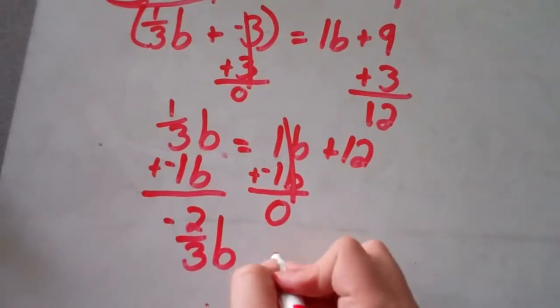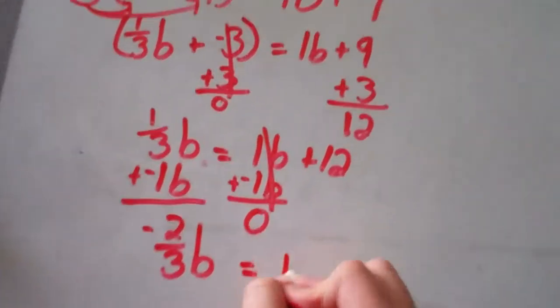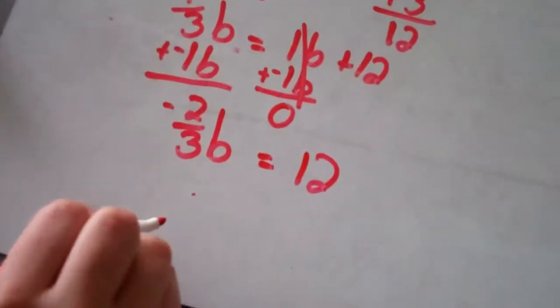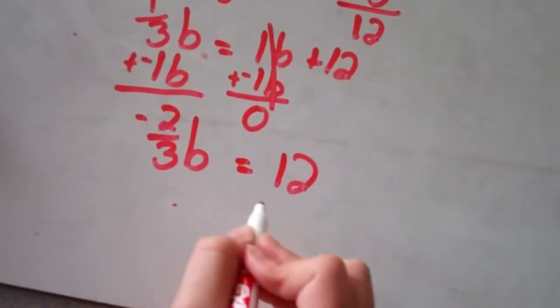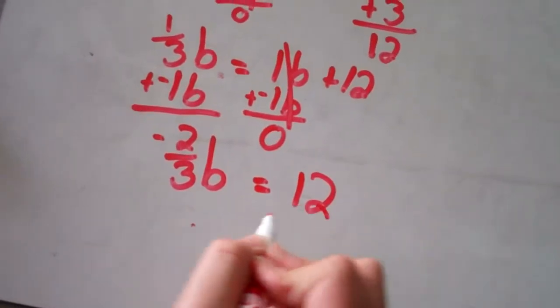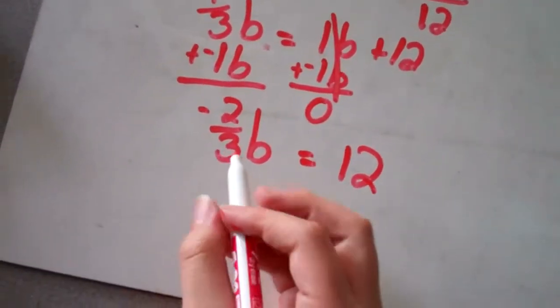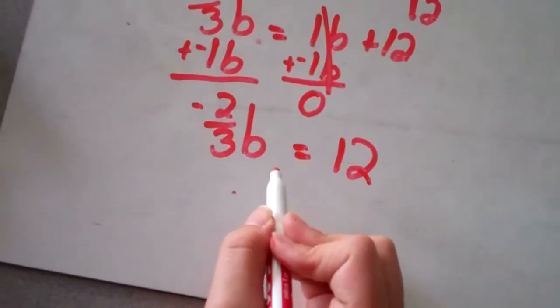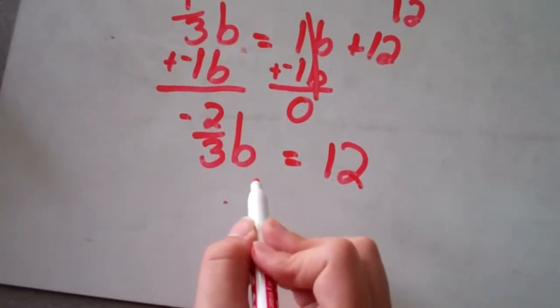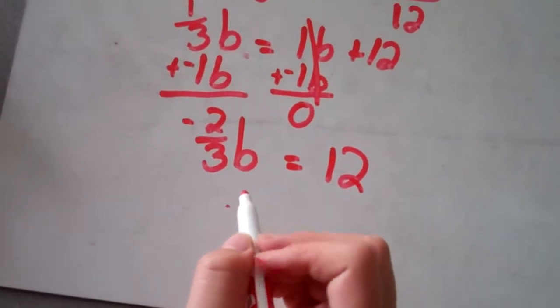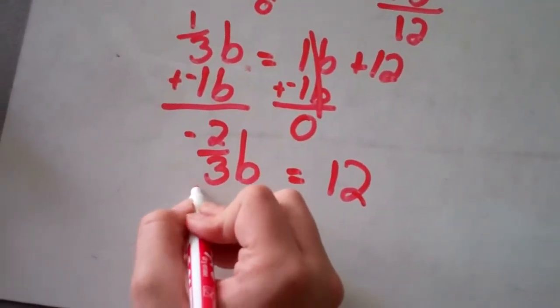So your problem should now look something like this. Negative 2/3 b equals 12. We have now condensed it tremendously. We can't add because there's no addition sign. We can't subtract because there's no subtraction sign. We can't multiply because there's no multiplication sign. But we can divide.